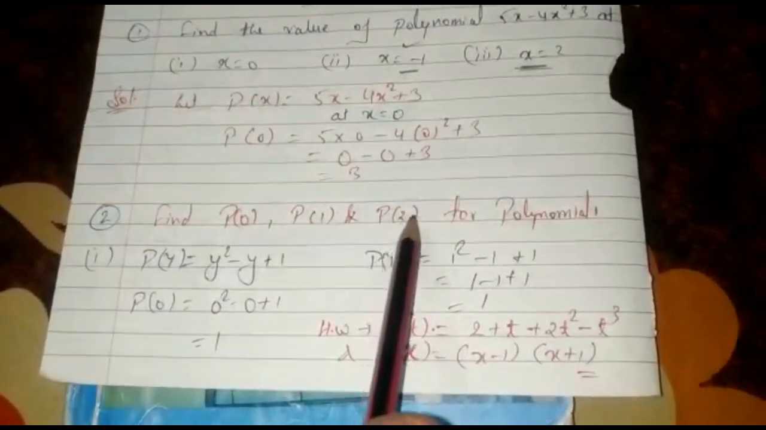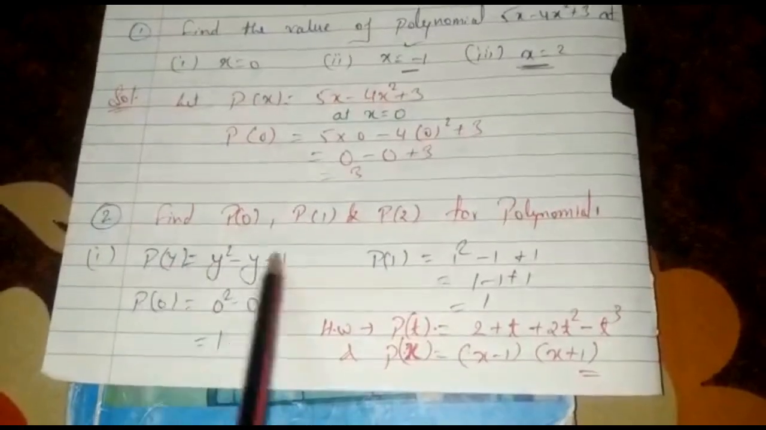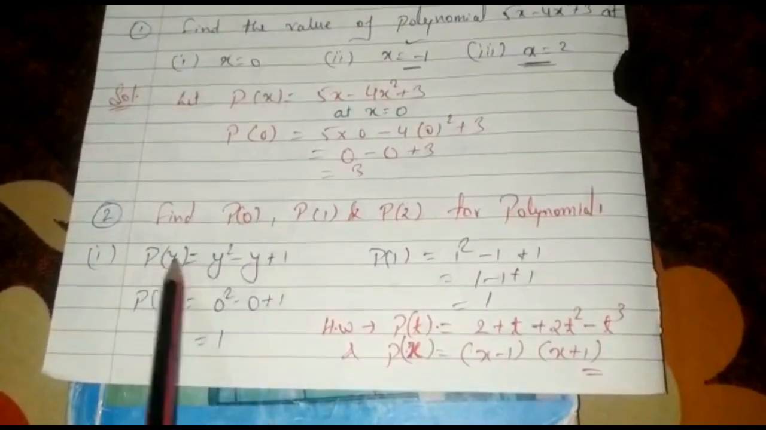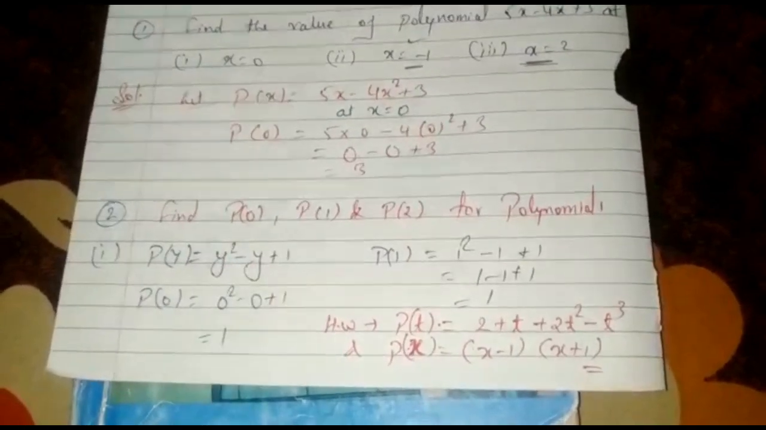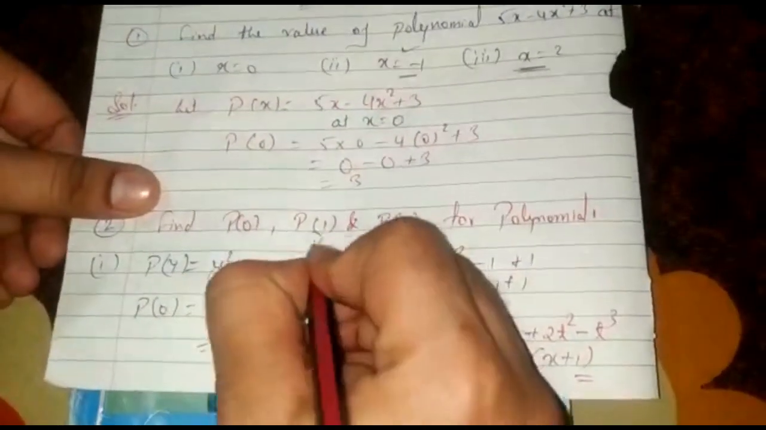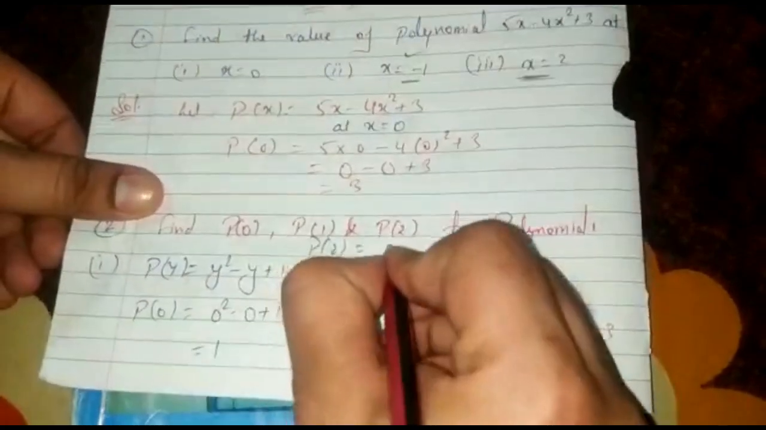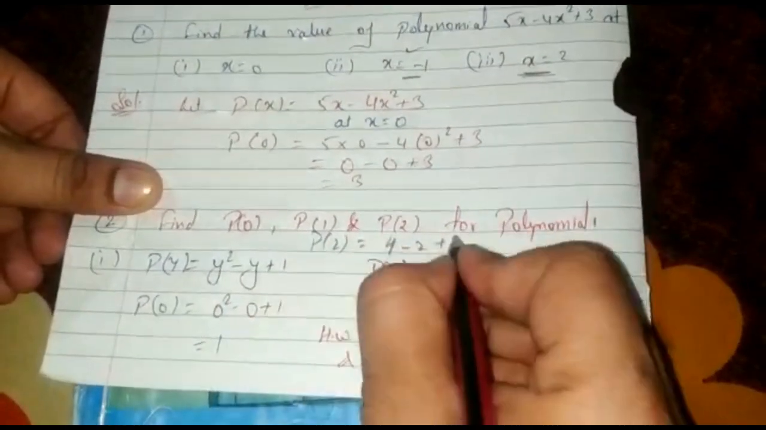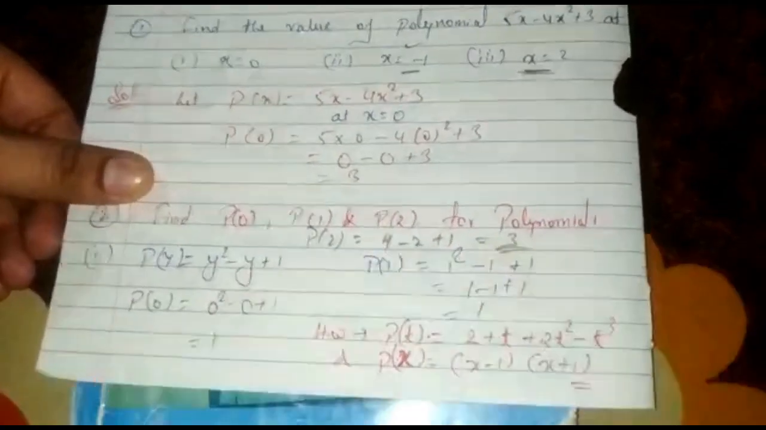So similarly you have to find this polynomial at 2. That means when you put 2 in place of y, p of 2 will be equal to 2 square, that means 4, minus 2 plus 1. 4 plus 1 is 5, 5 minus 2 will be 3.